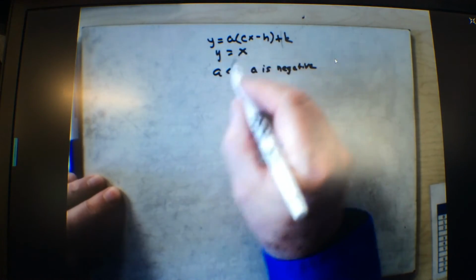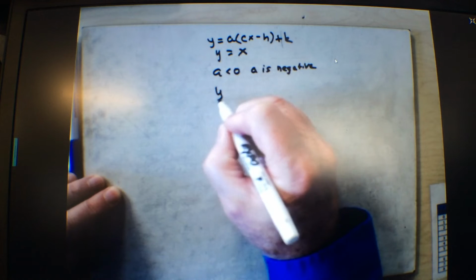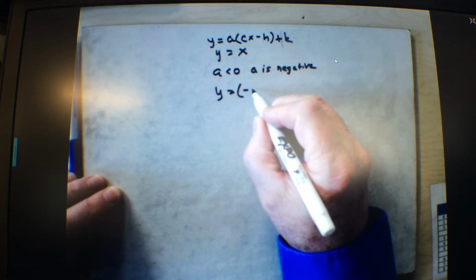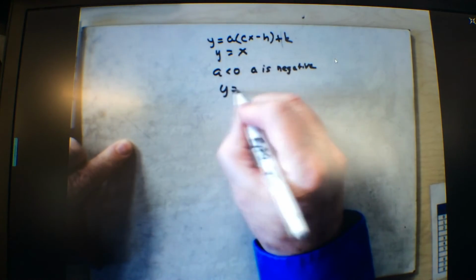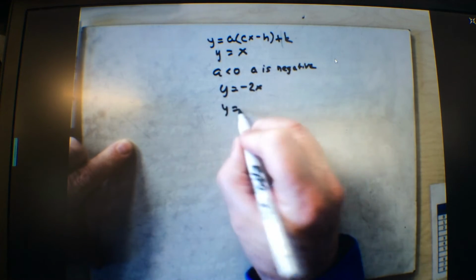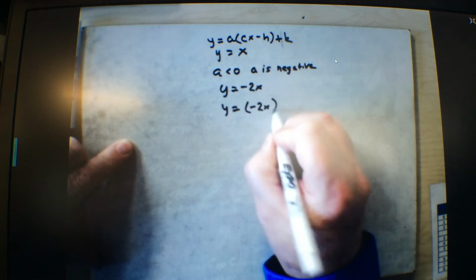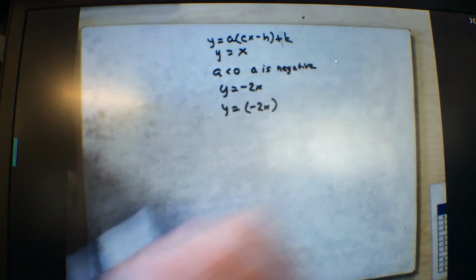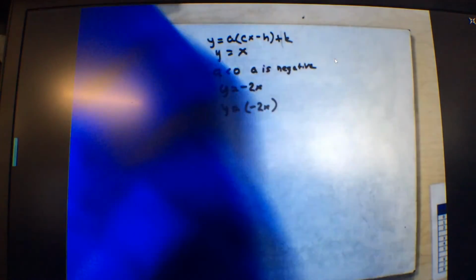What if the c is negative? So you have y equals a negative. Okay, let me write an example, the first one. This could be y equals a negative 2x. Do you understand that? But what if we put the negative on the inside also? This also reflects. Here's the weird thing, guys.